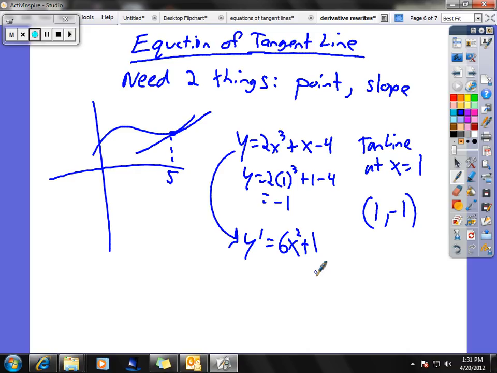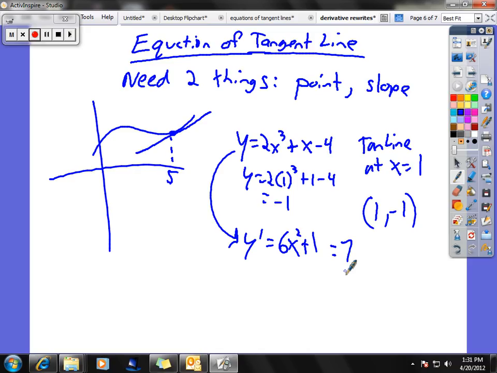Wait, how did you get this? Do the derivative of this. Oh, so the 6 comes down. Okay. Now we're taking this 1 and plugging it into that also. So that is going to be 7. So the slope is 7.